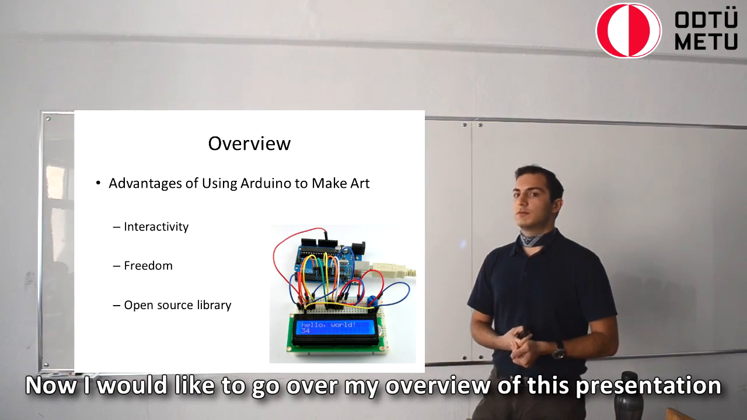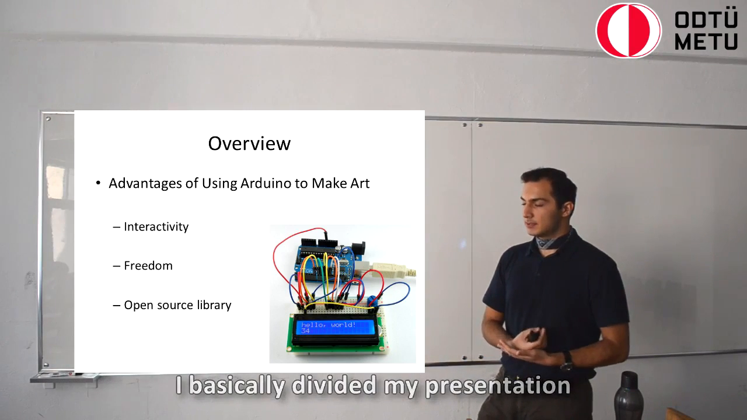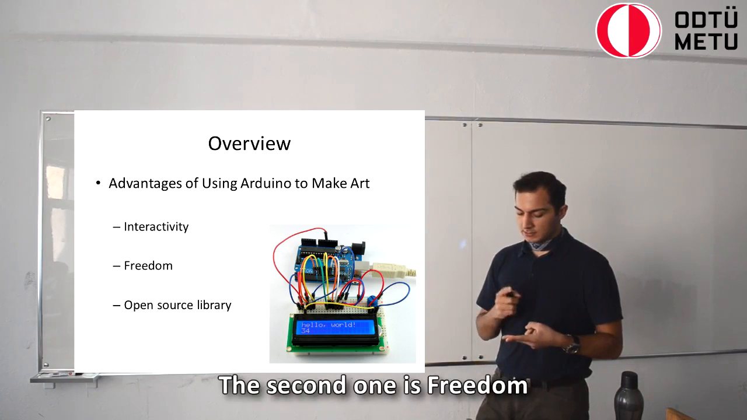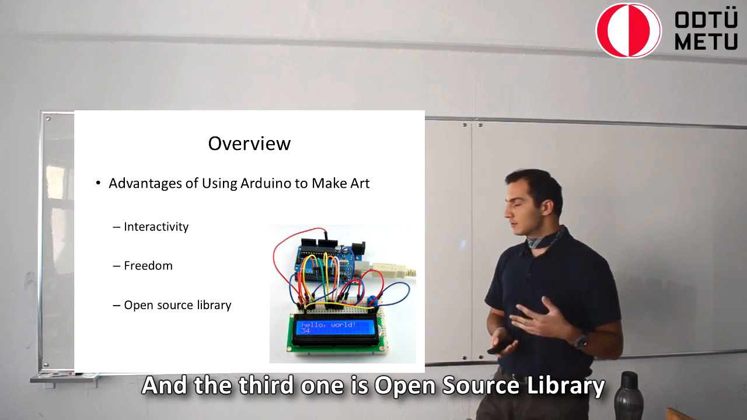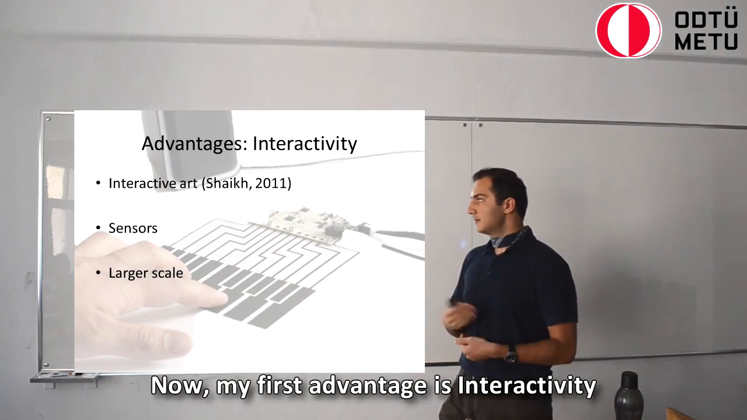Now I'd like to go over my overview of this presentation. I've basically divided my presentation into three main categories. The first one is interactivity, the second one is freedom, and the third one is that it's an open source library.